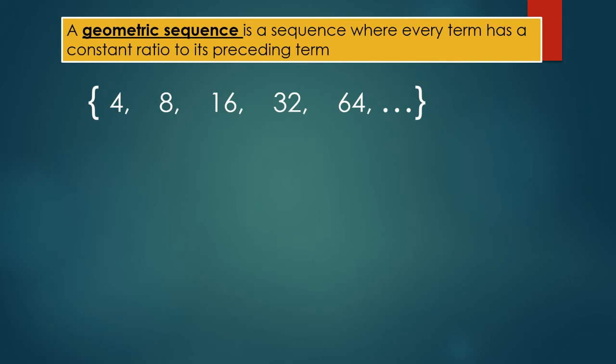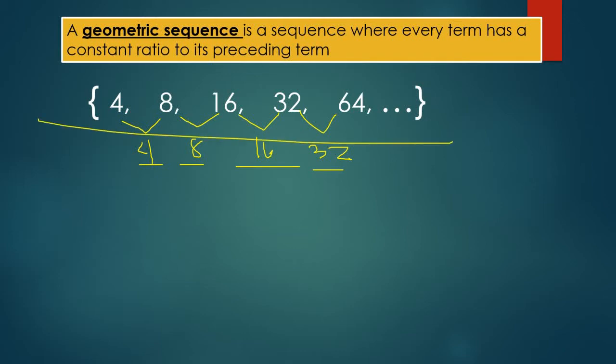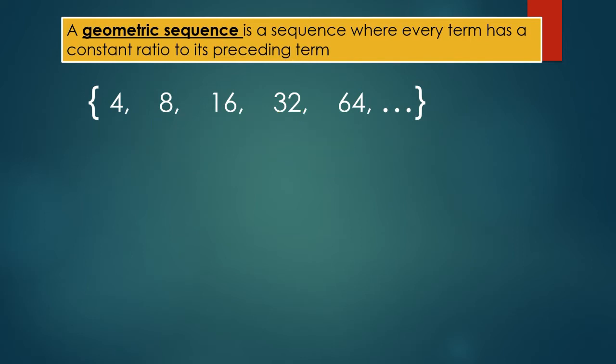Now this is not considered an arithmetic sequence, because the difference between terms is different. For example, this one is 4, this one is 8, the difference of this is 16, and the difference of this is 32. So it is not constant. That is why this given sequence is not an arithmetic sequence. Instead, this is an example of a geometric sequence.